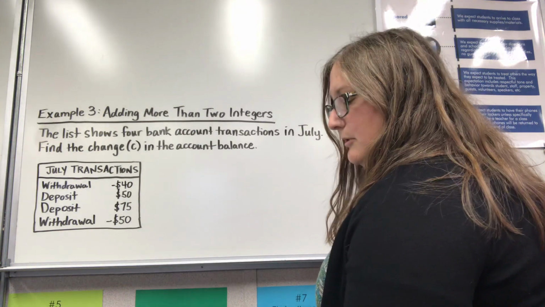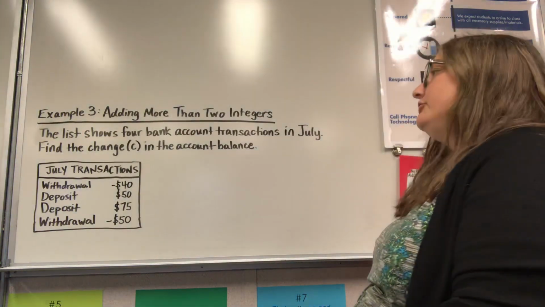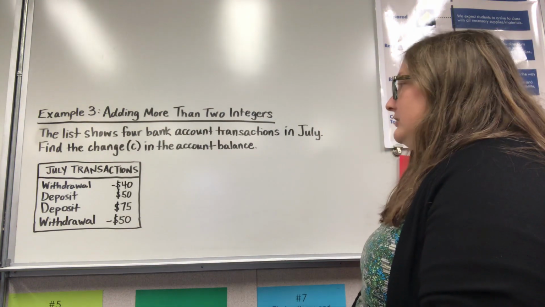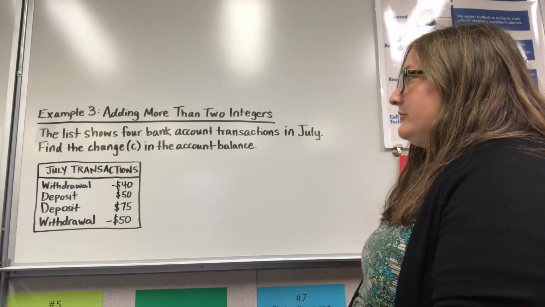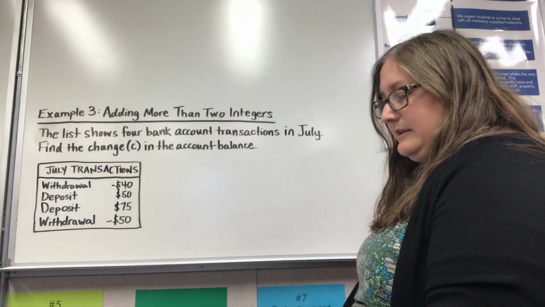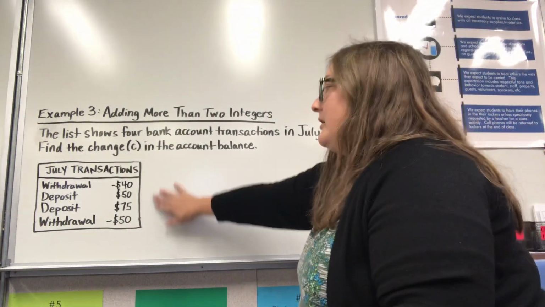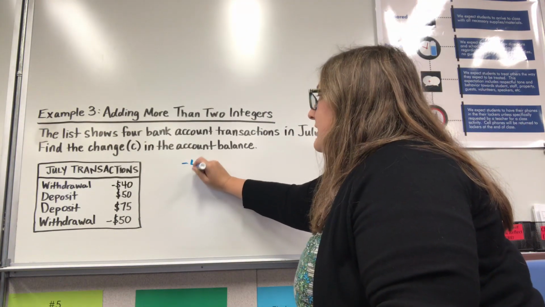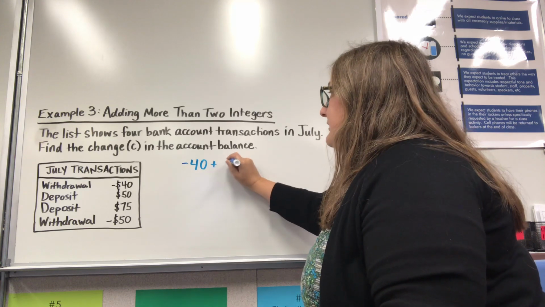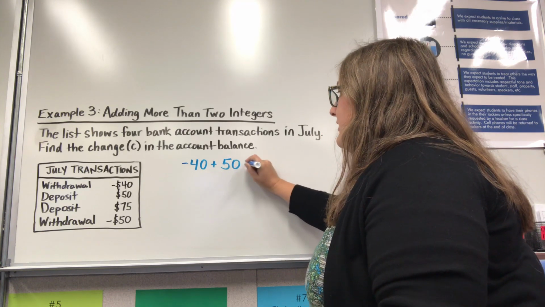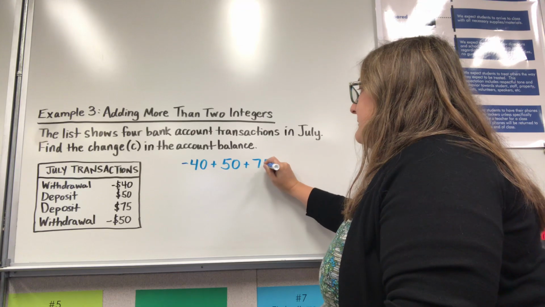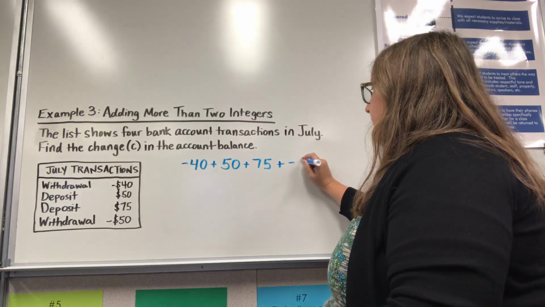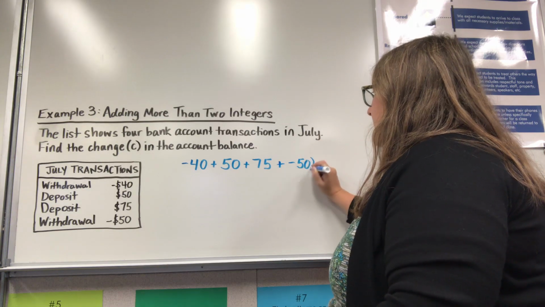Let's take a look at a problem where we're being asked to add more than two integers. So here we have a list of 4 bank account transactions, and we want to find the change in the account balance. So we have 4 numbers here to add up. They withdrew, they took out $40, so -40. Then they deposited $50. They also deposited $75. That means they're putting money into their account. And then at the end of the month, they took out $50 again, so -50.